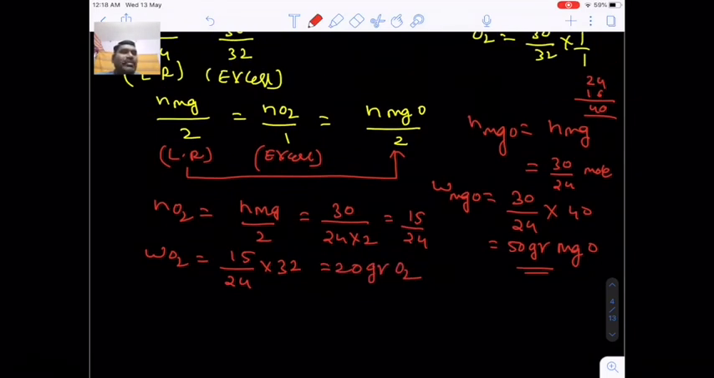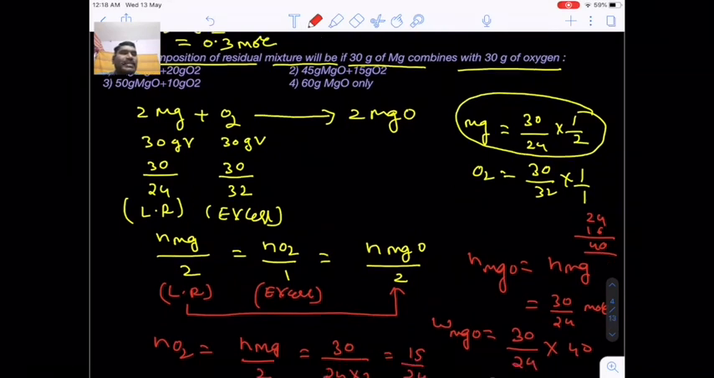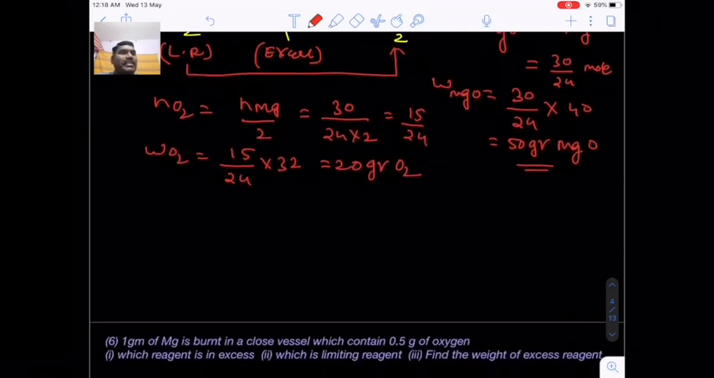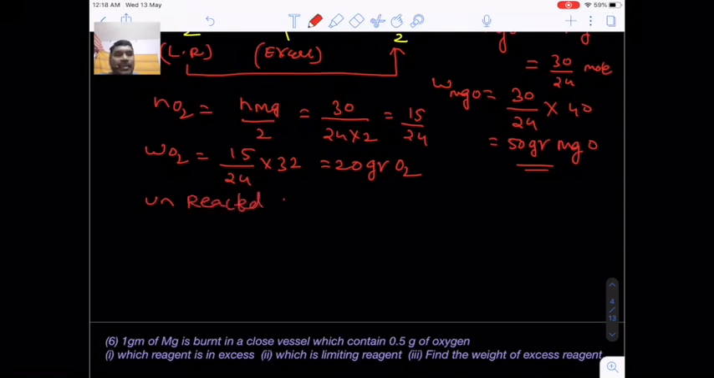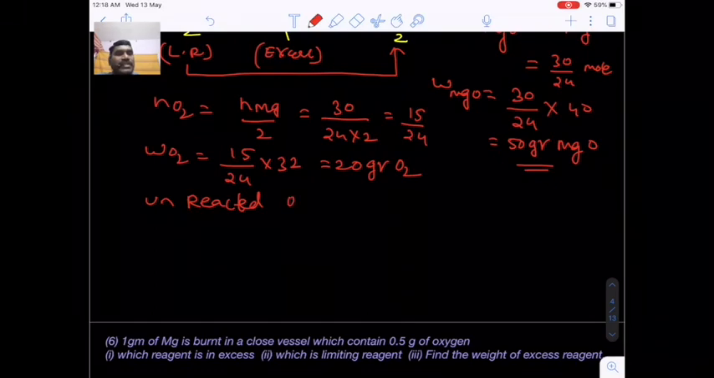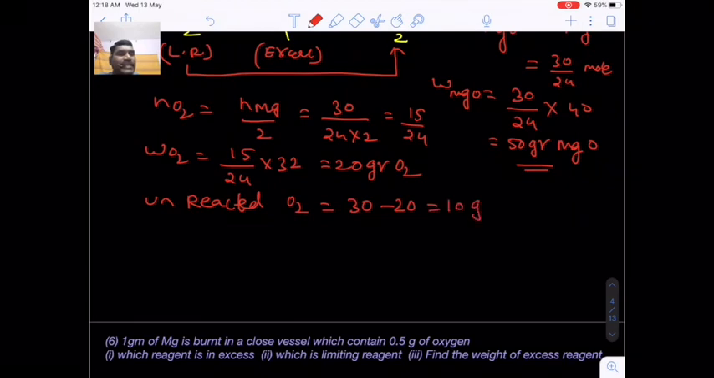Now actually how many grams of O2 is there? 30 grams, but the reacted weight is 20 grams. So unreacted oxygen is equal to the total weight 30 minus the reacting weight 20, so the unreacted weight is 10 grams.